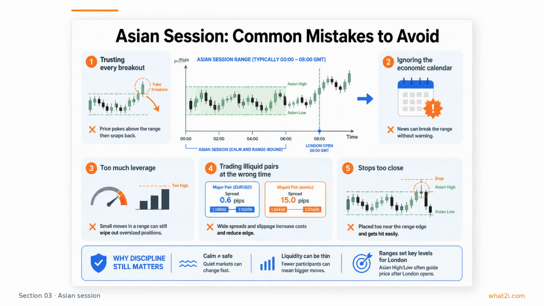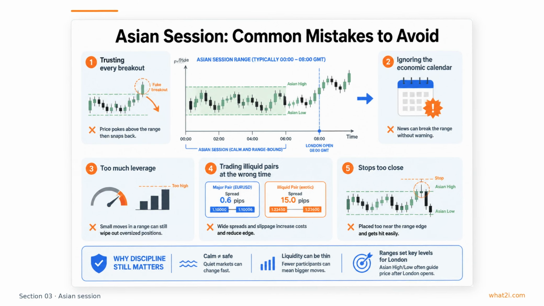The Asian session can feel safe because it is often calmer, but that feeling can create bad habits. One common mistake is trusting every breakout, even though thinner liquidity makes false breaks more likely. Another is ignoring the economic calendar, especially when Japan or Australia has scheduled releases that can still move the market sharply. Using too much leverage is also risky, because a small session range can tempt traders to oversize positions.